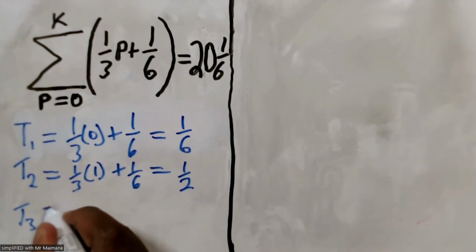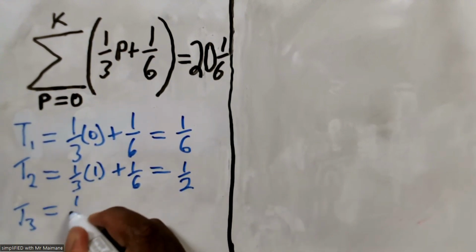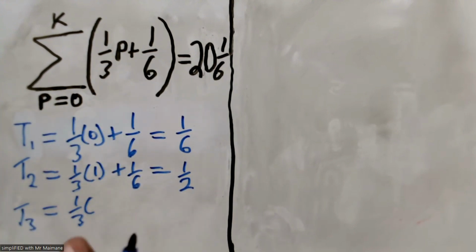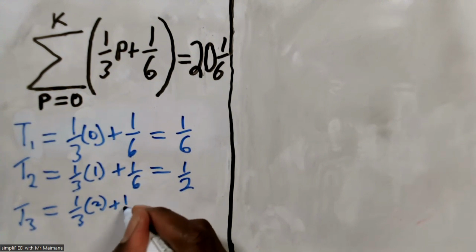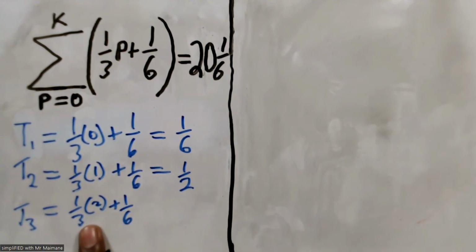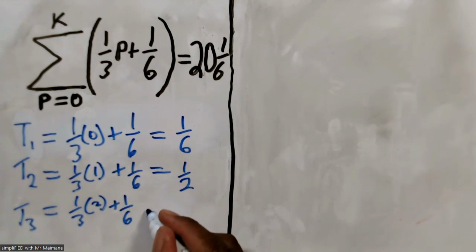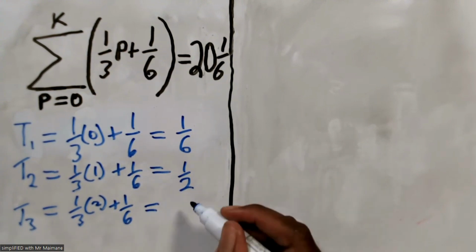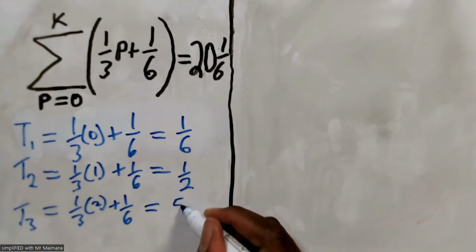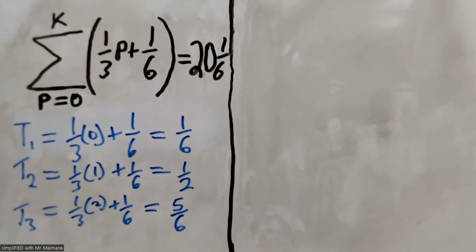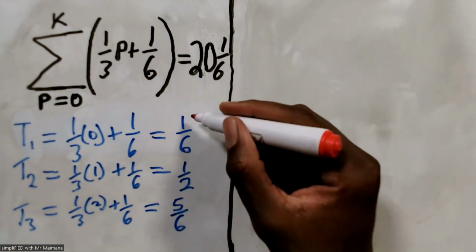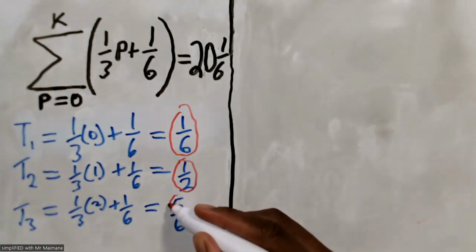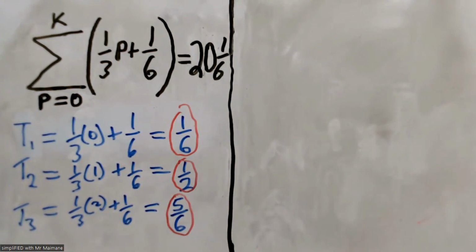Same applies for T3. For T3, it will be 1/3, and since it was 1 there, now I'll put 2, plus 1/6. So this is going to be 2/3 plus 1/6. If you simplify this, and I understand you know how to simplify fractions, this will give us 5/6. So here are our three terms: 1/6, 1/2, and 5/6.